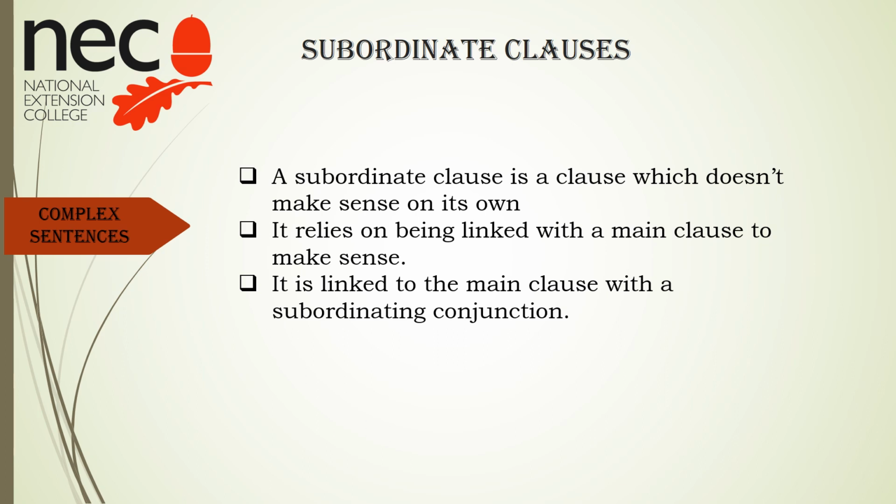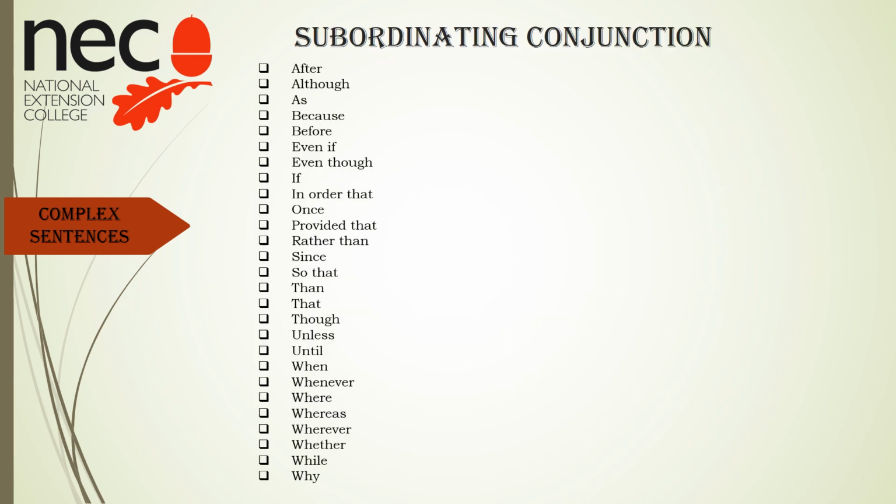It is linked to the main clause with a subordinating conjunction. There are a lot more of these than there are coordinating conjunctions, as you can see from the following list. After, although, as, because, before, even if, even though, if, in order that, once, provided that, rather than, since, so that, than, that, though, unless, until, when, whenever, where, whereas, wherever, whether, while, why.